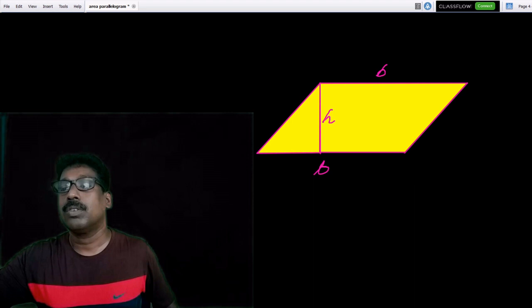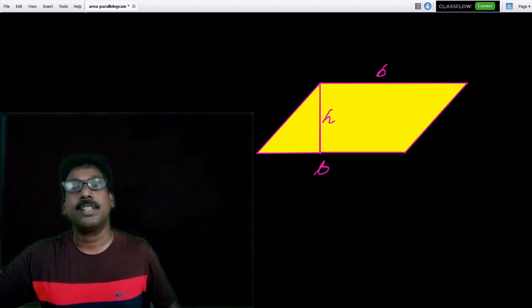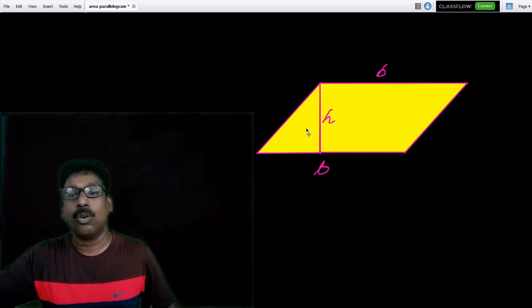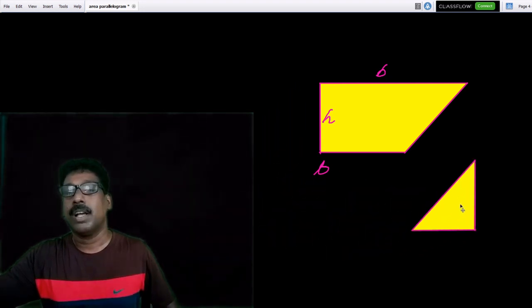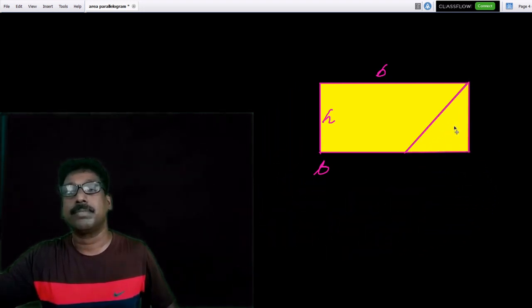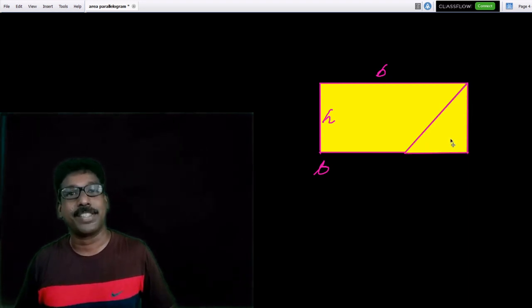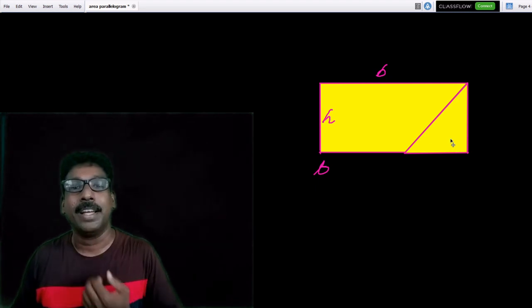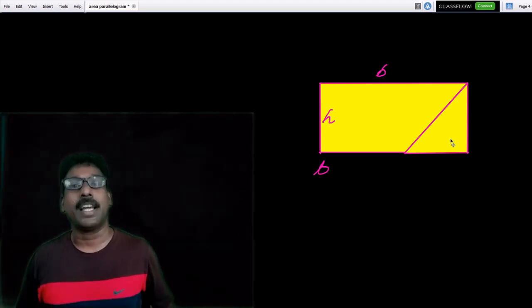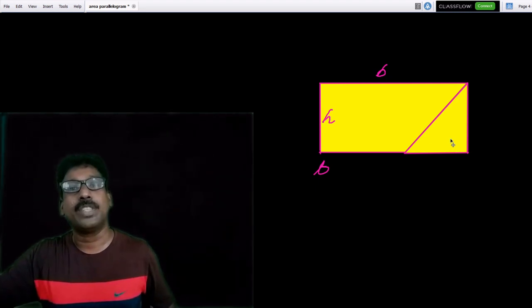Now let me cut this parallelogram through its height. Now remove it and keep it here. Now what will you get? Yes, now it became a rectangle. Now what about the area of this rectangle?